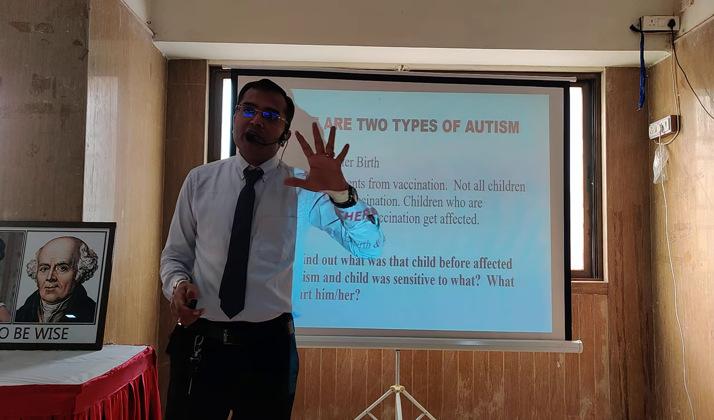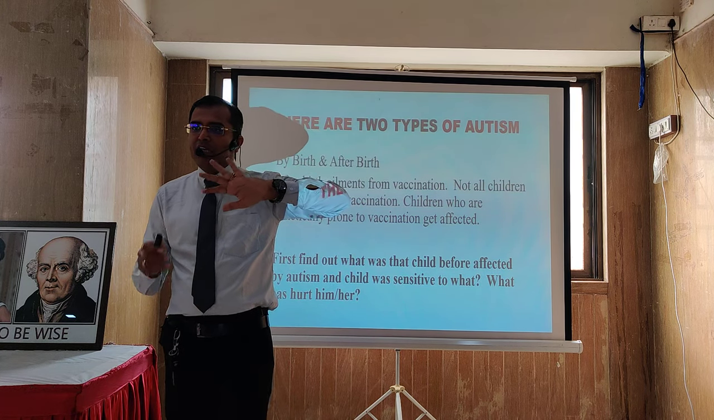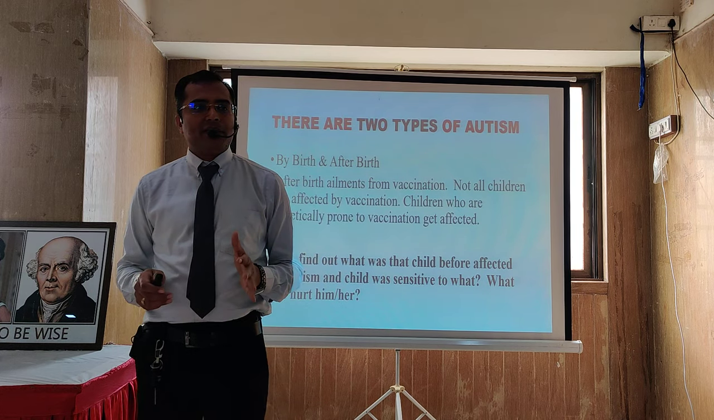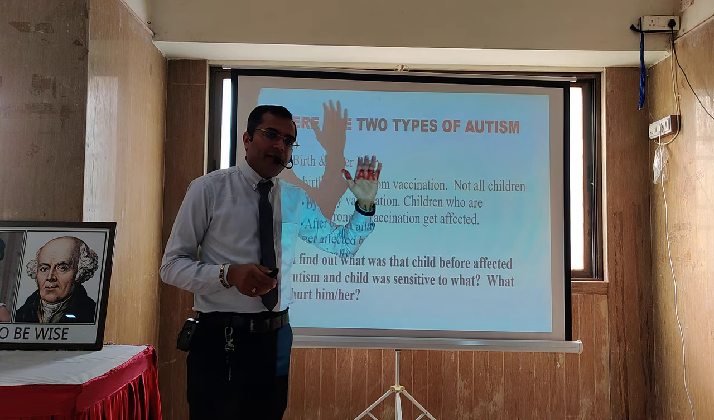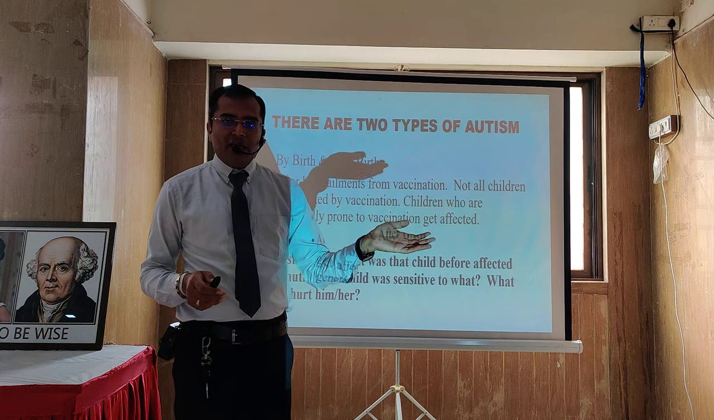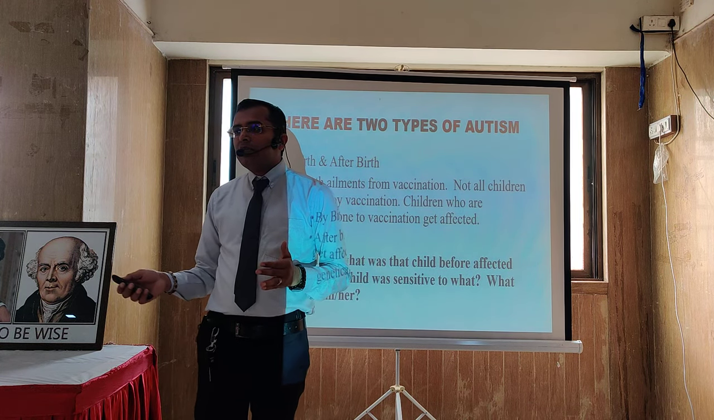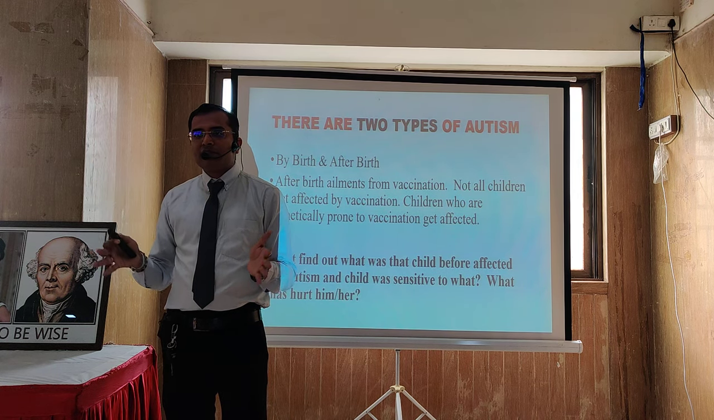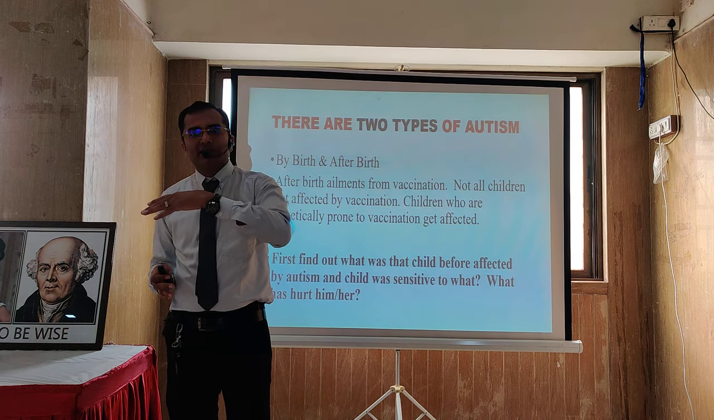So now we have to understand. First we have to understand the evolution of the brain. Now what are the types of autism? There are two types of autism. The one is called by-birth autism, meaning genetic, and the second one is after birth. That means the child is sensitive after birth and due to circumstances of life, the child goes into regression.